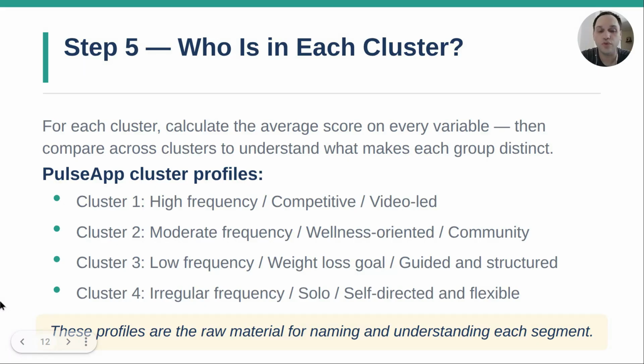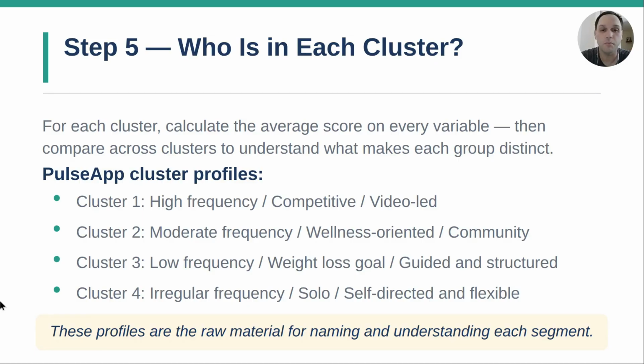Once the algorithm has finished, you have 4 groups of PulseApp subscribers, but you don't know yet who these people are. The profiling step is where you find out. For each cluster, calculate the average score on every variable and compare the 4 clusters against each other. 4 distinct profiles emerge. Cluster 1, high workout frequency, competitive motivation, strong preference for video content.